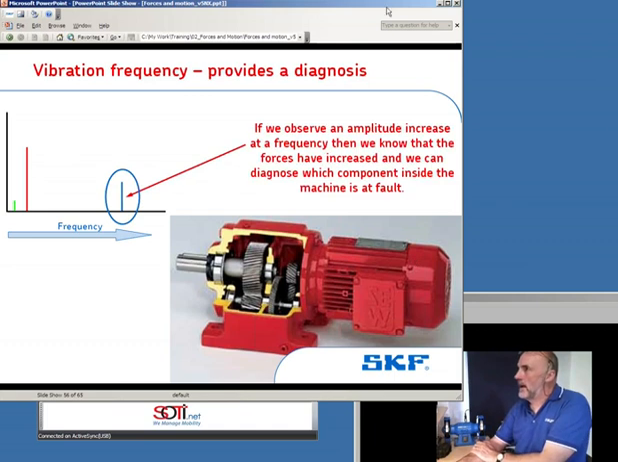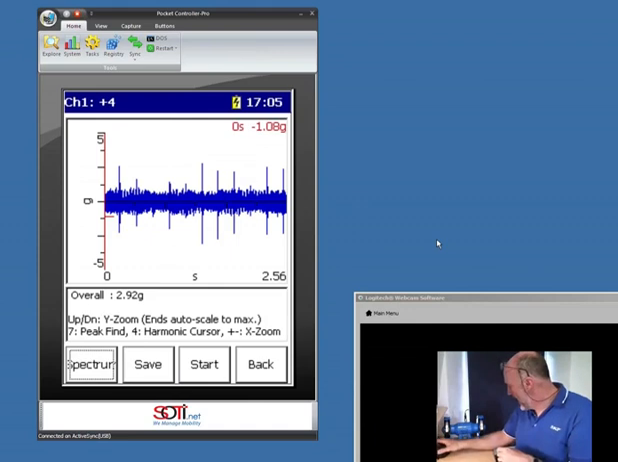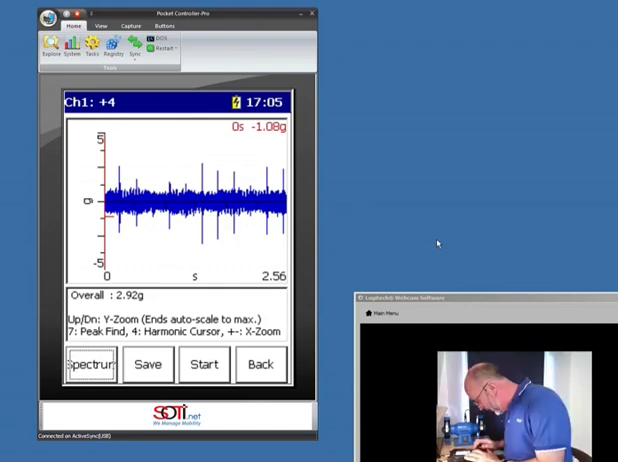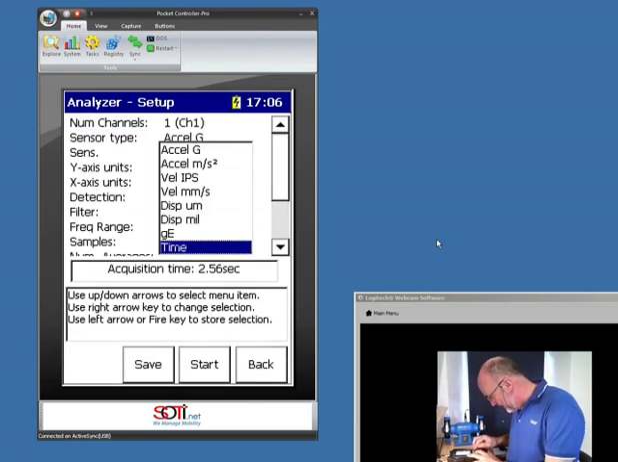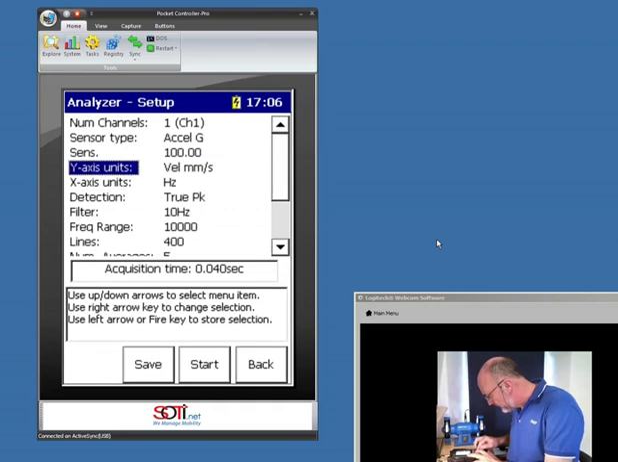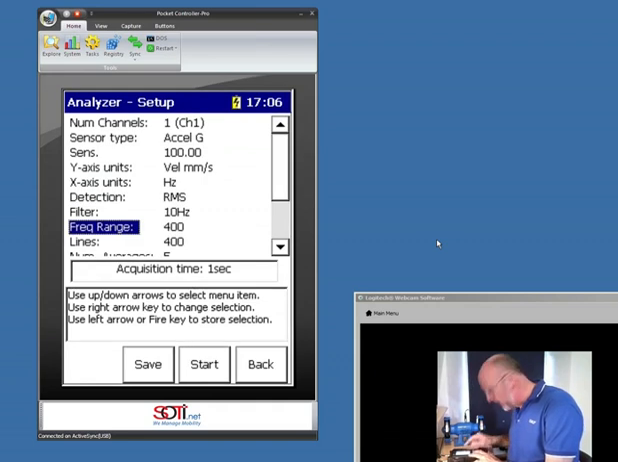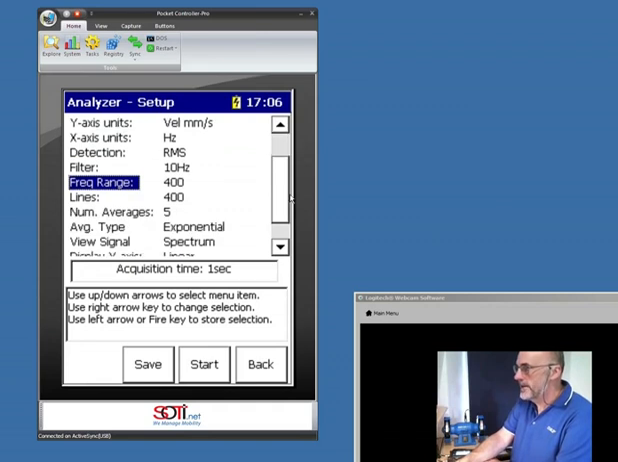Now, one really simple weapon in your armory for the last 3 minutes is to show you a simple way of looking at peaks. There's the difference between a logarithmic and a linear scale. So I'm quickly going to take a velocity reading. We're going to measure RMS. We're going to measure to 400 Hertz because I'm a Hertz man. So we're going to do a simple velocity reading on this machine.